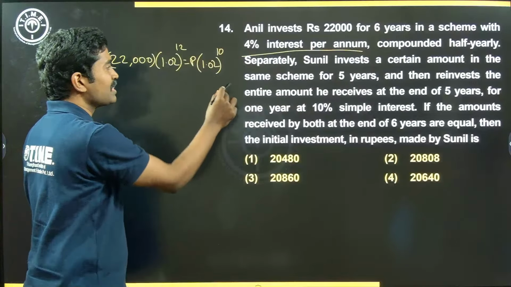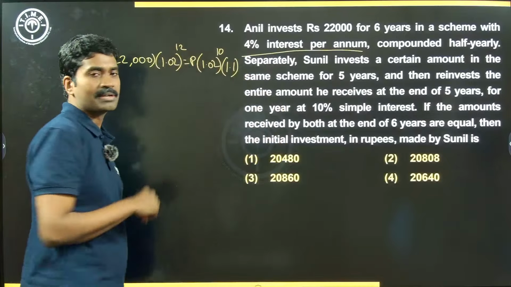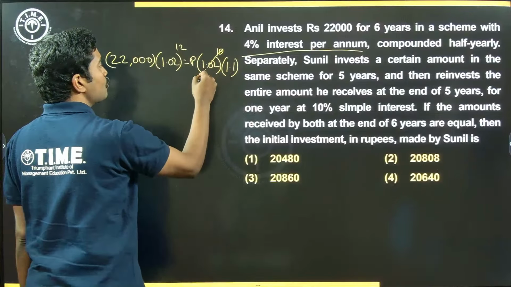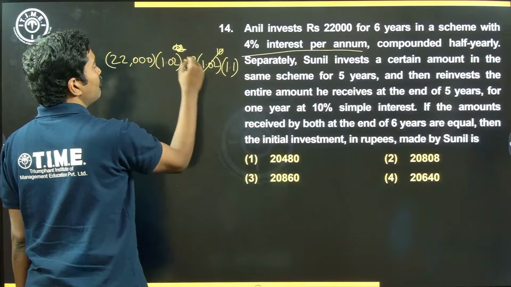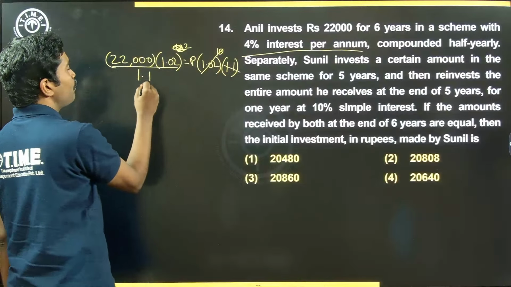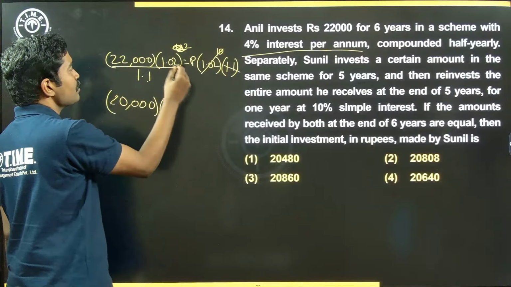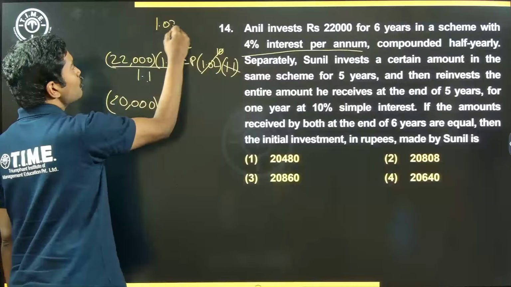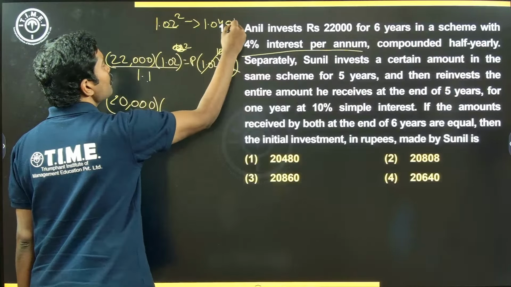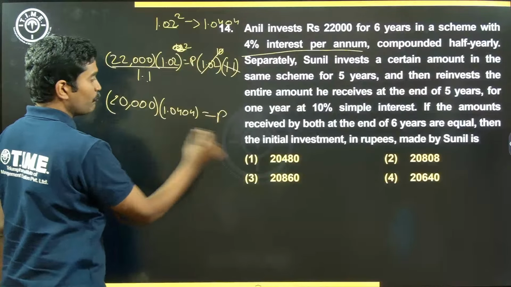Whatever amount he gets, he is once again investing it at 10%. So he'll get a further 10% interest on it. This amount is equal to that amount. 1.02 to the power 10 cancels. Instead of 12, I'll have 12 minus 10, which is 2. So what is this? 1.1 will come here. Dividing by 1.1 gives 20,000. 20,000 into 1.02 whole square. We know 1.02 whole square is 1.0404. 1.0404 is equal to P. So what is the value of P?